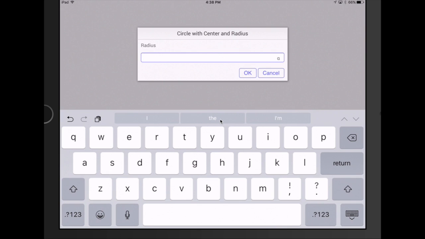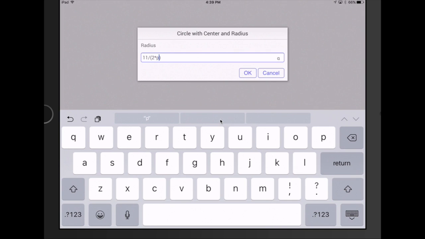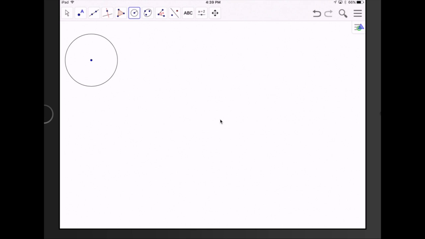2 pi r is the formula for circumference. So to undo that, I'm going to take the circumference, which is 11, divided by, and I have to put this in parentheses, 2 times pi. And you can just type pi in for pi. And there's my first circle. Now that circle has a circumference of 11, and we let GeoGebra calculate what the radius was.